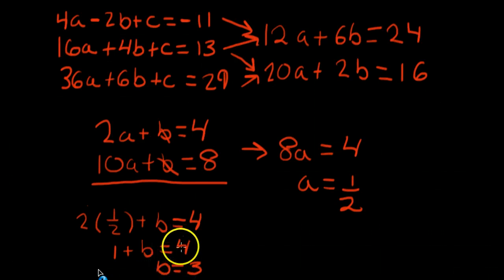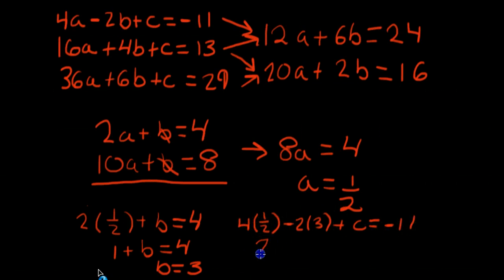Now we solved for b and we solved for a, so we can pick any of these three equations and solve for c. So I'm just going to pick the first equation and say 4 times 1/2 minus 2 times 3 plus c equals -11. So this becomes 2 minus 6 plus c equals -11, or c equals -7.